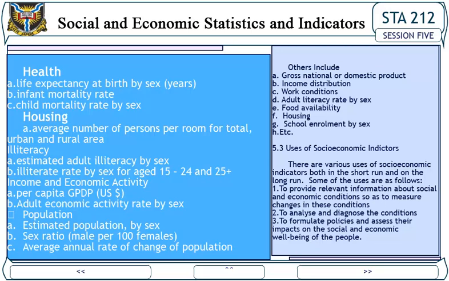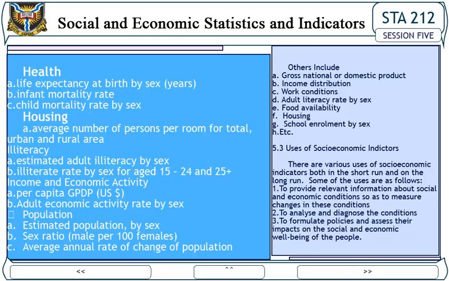Others include A. Gross national or domestic product. B. Income distribution. C. Work conditions. D. Adult literacy rate by sex. E. Food availability. F. Housing. G. School enrollment by sex. H. etc. Uses of socio-economic indicators.